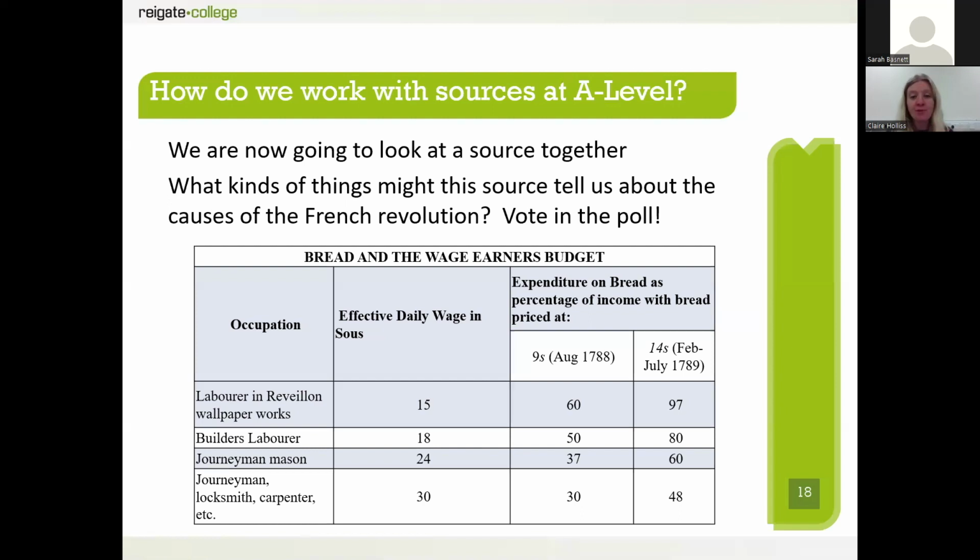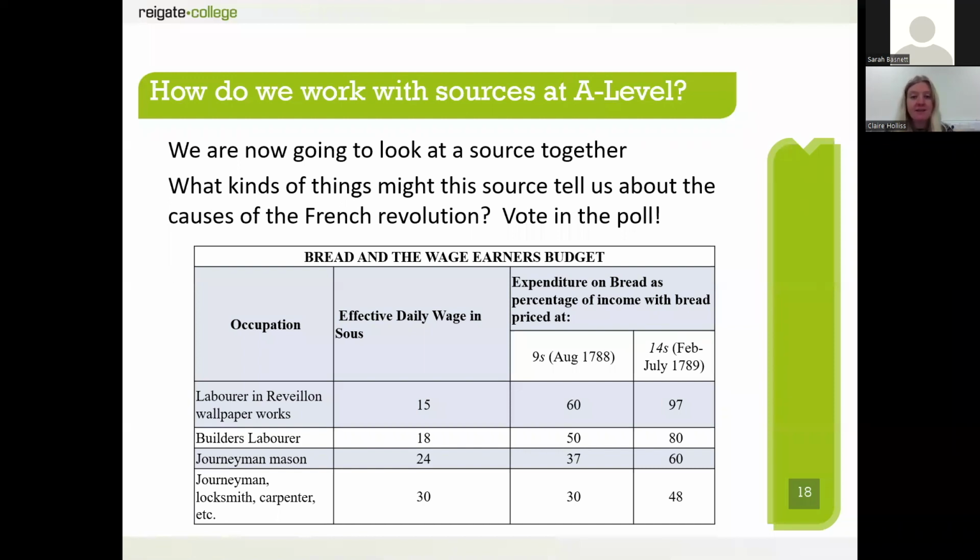So we've got labourers in Rebellion wallpaper works. So this is a factory which makes wallpaper. We've got people who are working as labourers in the building trade. We've got people who are working as masons, so stone carvers, again in construction there. We've got people who are working as locksmiths, carpenters, etc. So we know who we're looking at here.